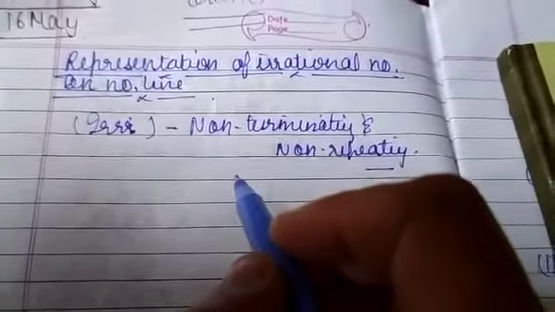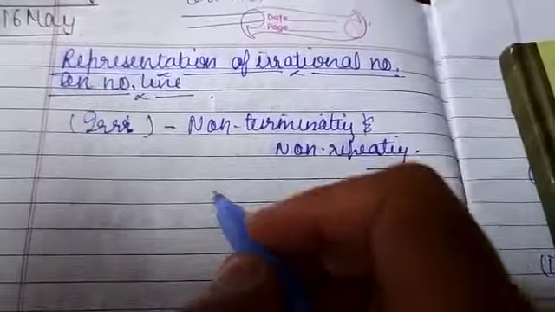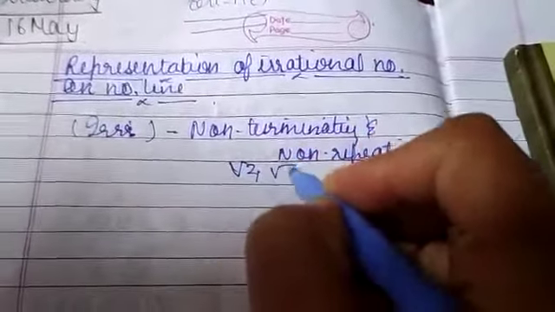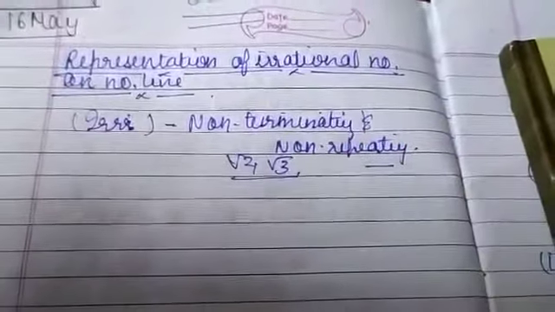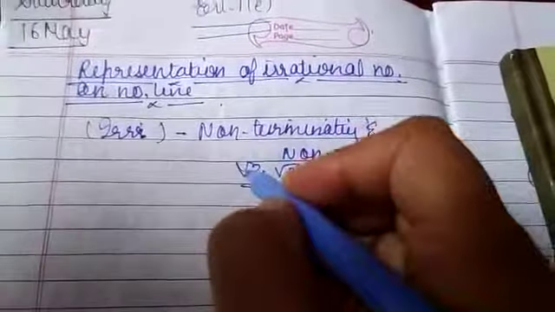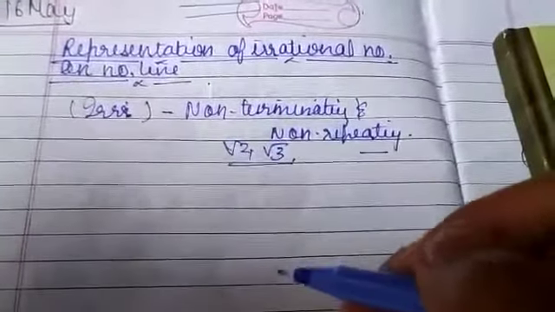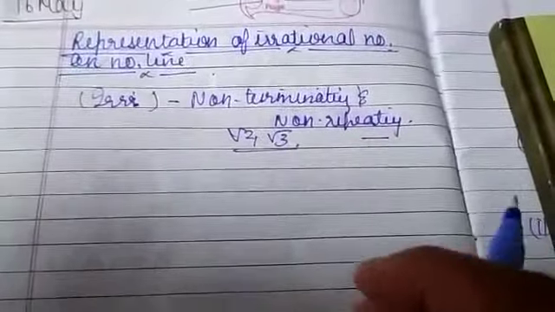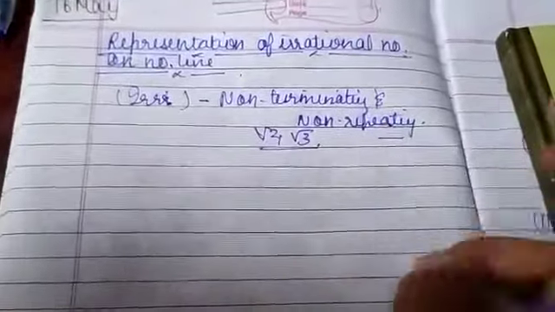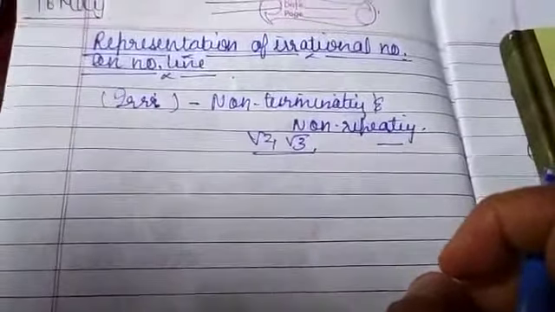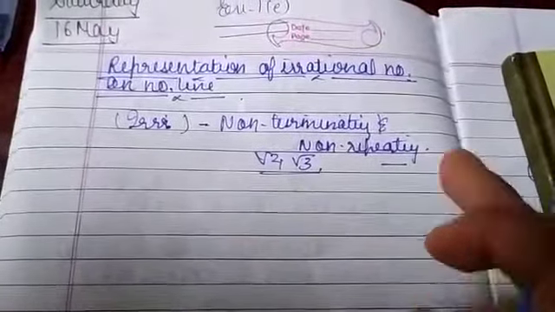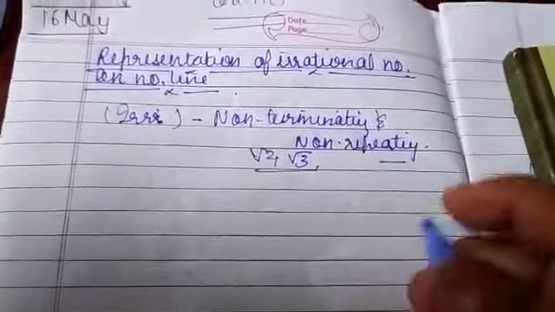And the under root numbers? Suppose under root 3, under root 2, these are also irrational numbers, because these are numbers which can never come out from under root. They remain in under root only. Correct. We cannot solve it. As I told you, they are non-repeating and non-terminating. So now let us start representation of irrational numbers on the number line.